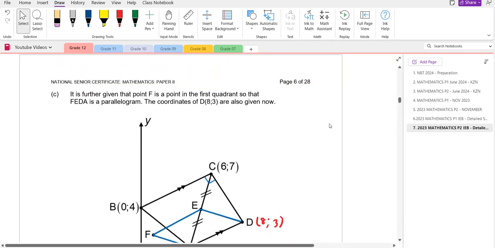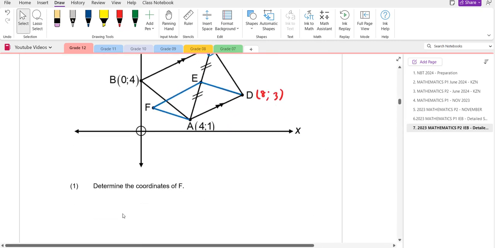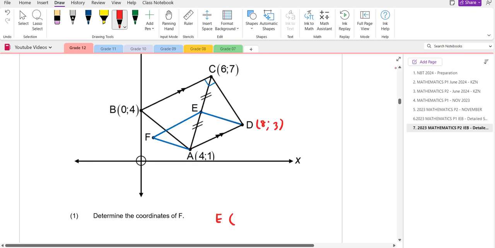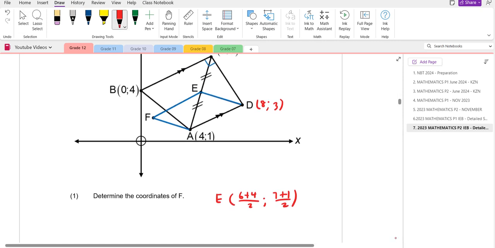Now determine the coordinates of F. Easy. We're going to use the slide method. First find the coordinates of E, which is the midpoint. So the coordinates of E is x1 plus x2 divided by 2, so 6 plus 4 divided by 2. Midpoint formula, right? And 7 plus 1 divided by 2. So now the coordinates of E is 5 and 4.